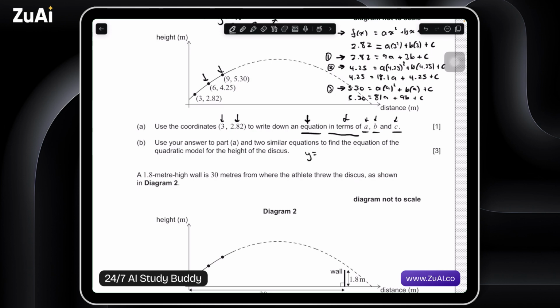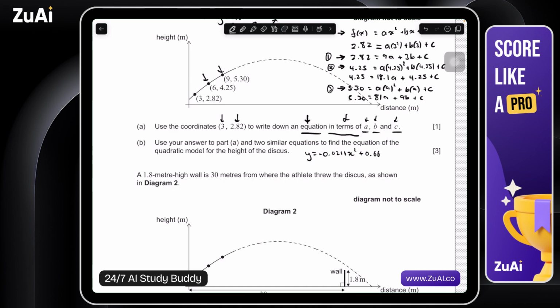Y is equal to negative 0.0211. Make sure there's nothing else. 0.02111. That's right. X squared plus 0.667x plus 1.01. All right, there we go.